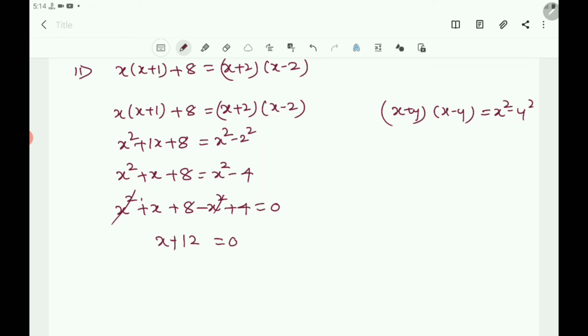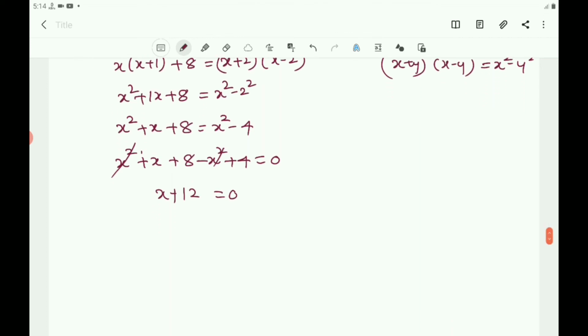And you know that it is not in the form of ax square plus bx plus c equals 0. Therefore, the given equation is not a quadratic equation. So, write: it is not of the form ax square plus bx plus c equals 0. Therefore, the given equation is not a quadratic equation.